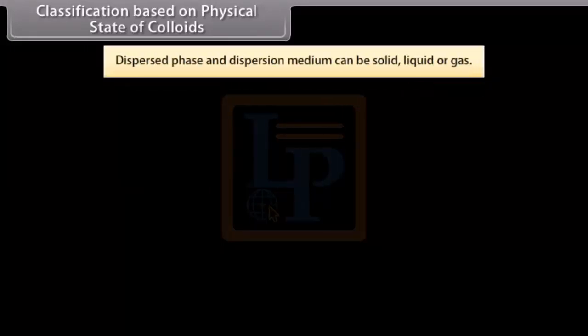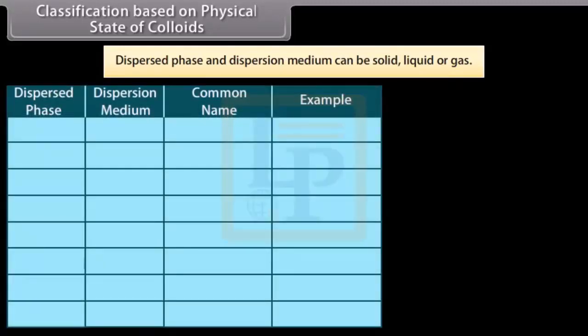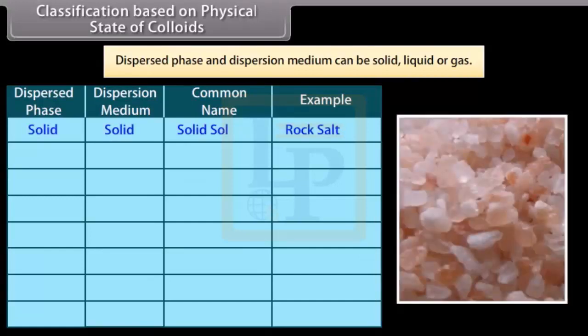Classification based on physical state of colloids. Dispersed phase and dispersion medium can be solid, liquid or gas. Therefore, 8 types of colloidal system are possible depending upon the physical state of the dispersed phase and the dispersion medium. Rock salt is an example of solid sol.